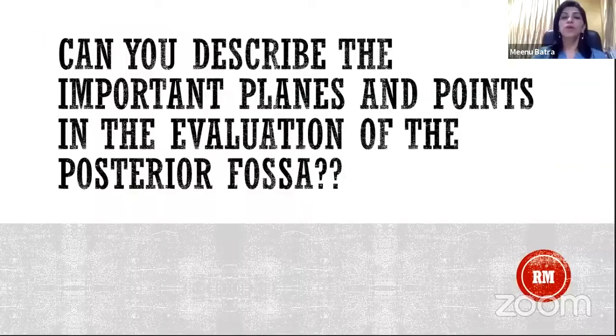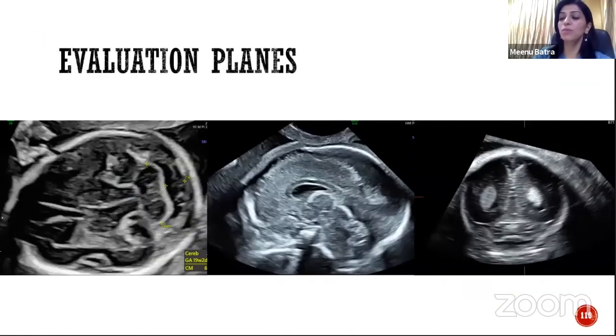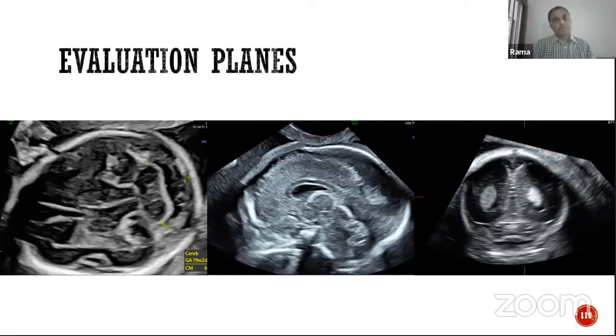Yeah. So Ramamurthy sir, can you please describe what are the important planes and points in the evaluation of the posterior fossa? Well, again, the posterior fossa should be imaged in all three planes if you're doing a total neurosonogram. But in the basic plane, the posterior fossa is evaluated in the occipitobregmatic plane or the transcerebellar plane.